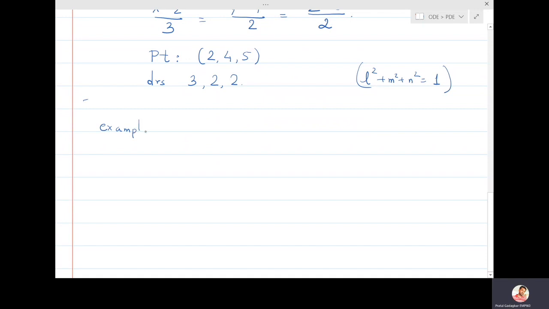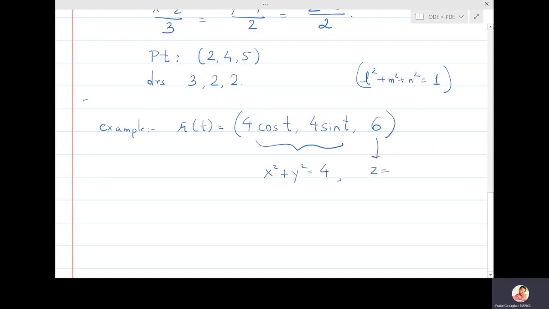Now if we take one more example, let me write one important example. Take a curve of the form r bar(t) equal to (4 cos t, 4 sin t, 6), where the last coordinate I'm letting be constant, 6. So how does this curve look? The first two coordinates x and y satisfy x squared plus y squared equal to 4, and the last coordinate is nothing but z equal to 6.